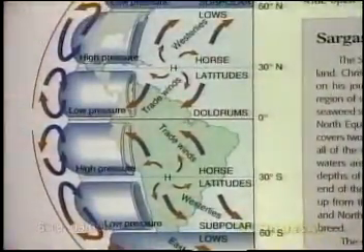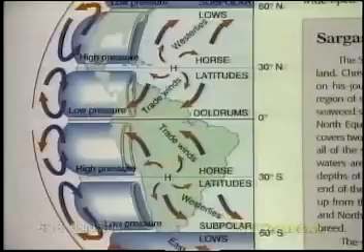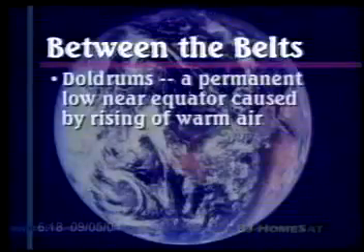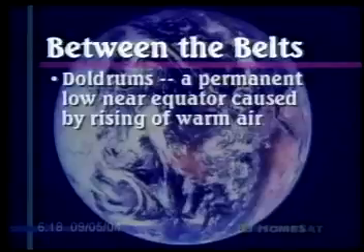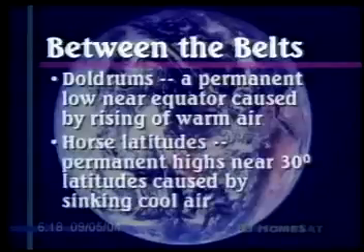The two that you really want to remember, however, are the doldrums. They're a permanent low near the equator caused by the rising of the warm air. So the air's just going up and down. It's not blowing east or west. And then we have the horse latitudes, the permanent highs near the 30-degree latitudes caused by sinking cool air. And again, the air's just moving up and down. The sailors would get caught there, no wind to blow their sails, and they would throw their horses over. And that's how it got the name horse latitudes.